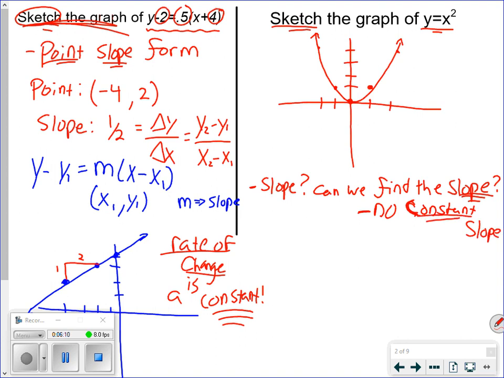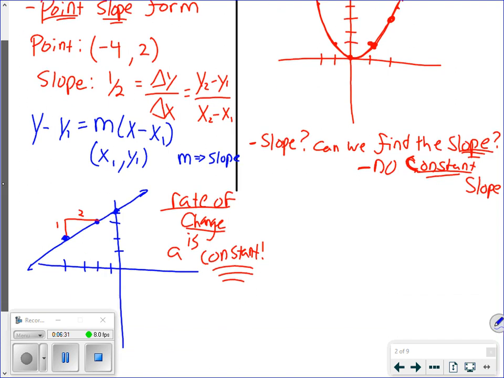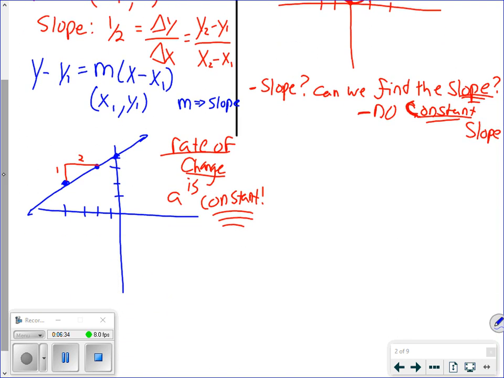And if there's no constant slope, then you can't find the slope. You can't find it because it's not going to be consistent. It's constantly changing with a curve. All right? The slope right here at this point is not going to be the slope right here at this point. Okay? So how we account for that, instead of finding just a slope, we find something called the average rate of change.